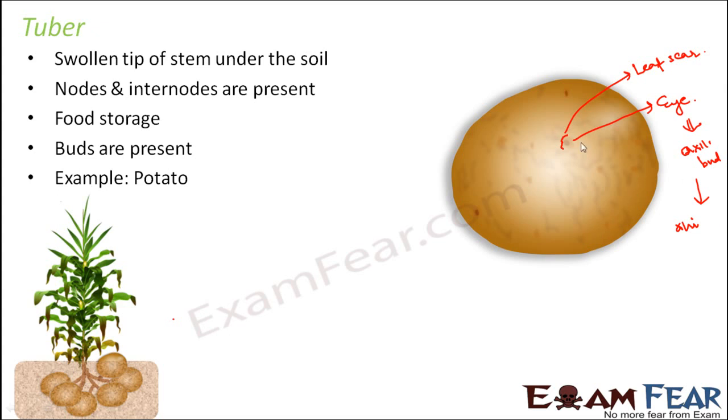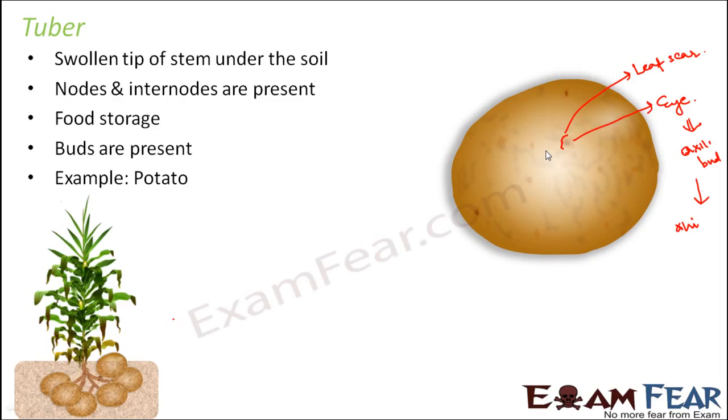So from this eye or from this axillary bud, a rhizome will be formed, and that rhizome will gradually form a tuber, that is a swollen tip of stem. So it is basically the swollen tuber which is edible in case of a potato. So each eye in a potato is capable of giving rise to a new plant in the following season.